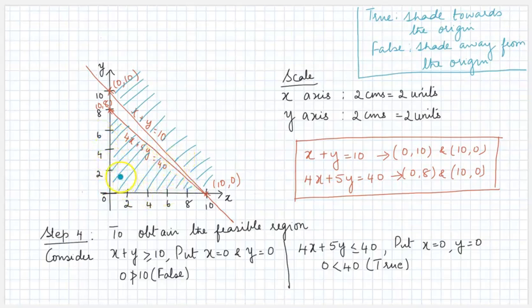So now what you observe here is there is no common feasible region. That is, the two types of shading are not intersecting at any point. So it means that the LPP has no solution. So let me write the final conclusion. The given LPP has no solution.